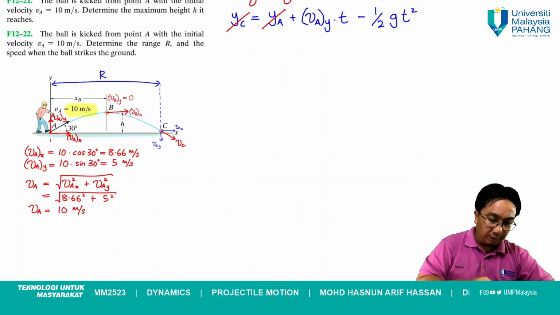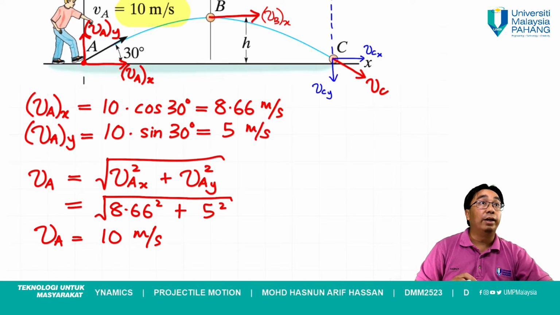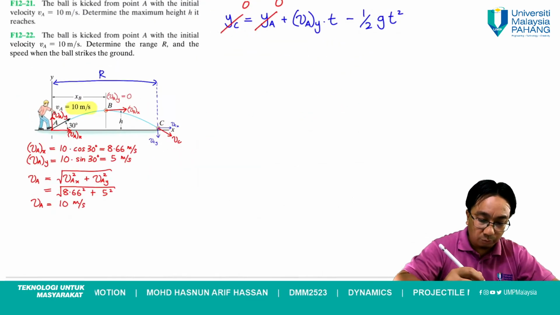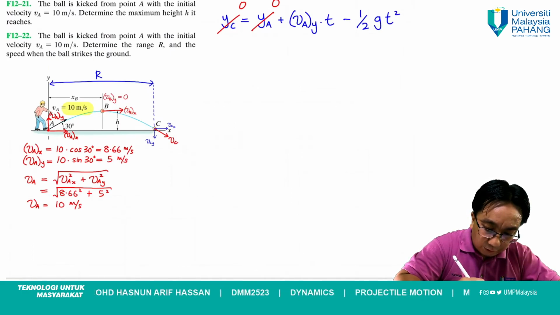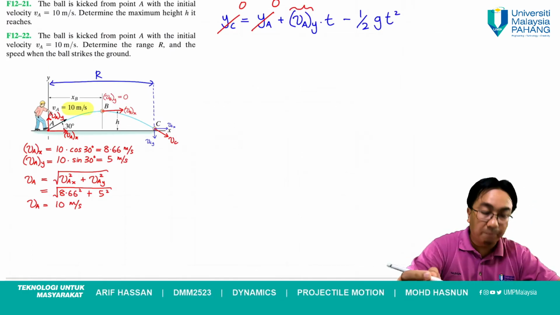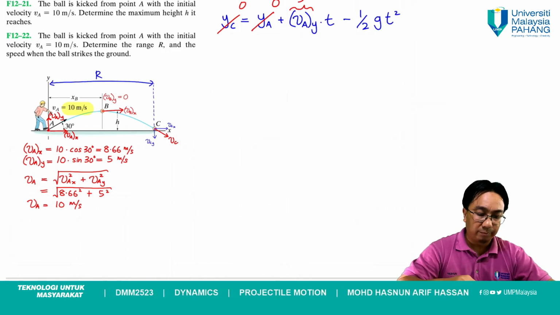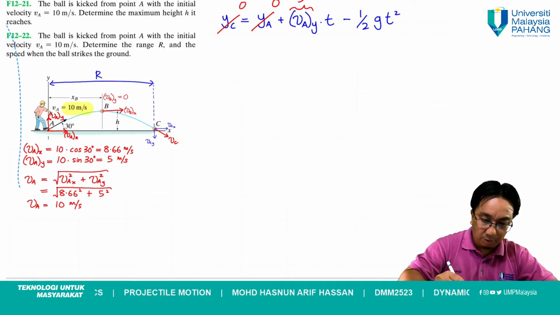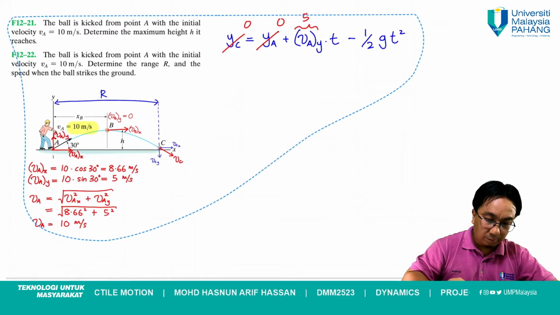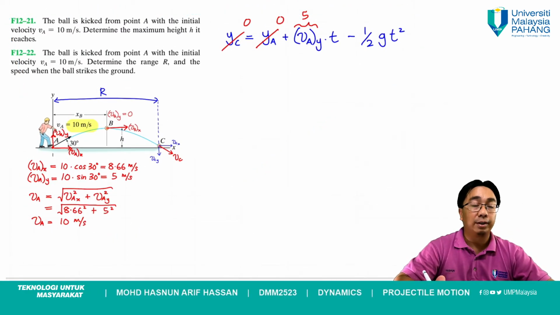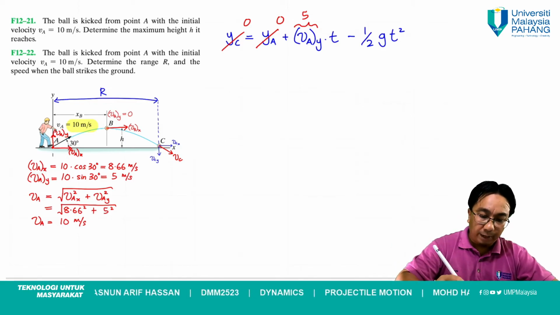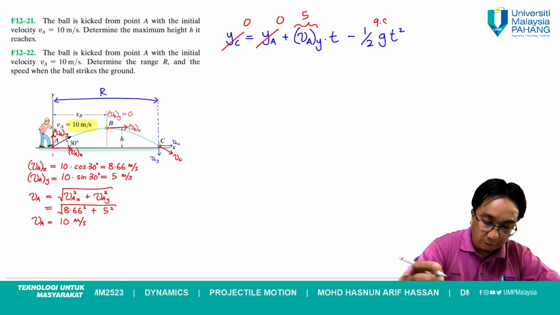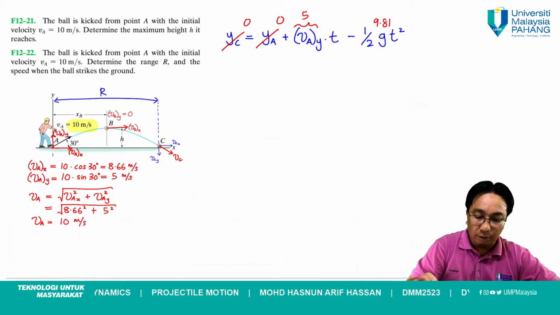Vay, kalau kita tengok dekat sini, kita dah calculate pun, vay is 5 meter per second, so this one we know, so vay ini kita boleh substitute dengan 5. Okay, vay is 5. Tak nampak ke? Saya bawa bawah sikit. Okay, vay is equal to 5. T kita tak tahu. And then yang ni kita tahulah. Yang ni is G is 9.81. Okay, so then we can substitute all the values.